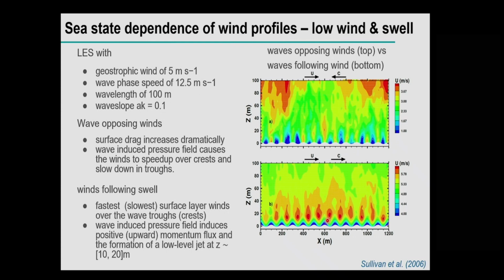So this, I dug out some old LES efforts from Peter Sullivan, linked with the CBLAST experiment. And you can see some very interesting features of swell propagating against the winds and swell propagating with the winds. And what you see is a drastic difference in the profile, and when you have swell following the winds, you even have the formation of low-level jets. So all of that is not really included for the low wind part in the current bulk algorithms. So there needs to be a way to take that into account.